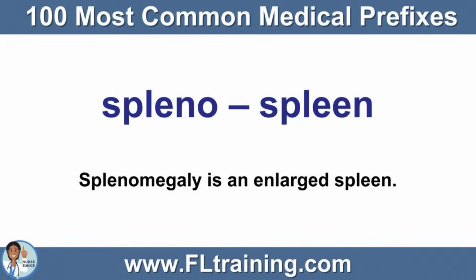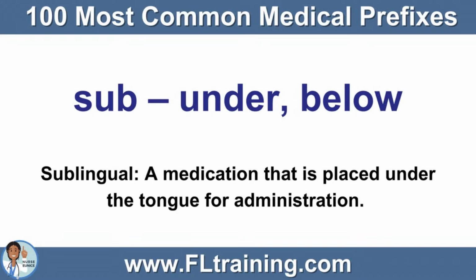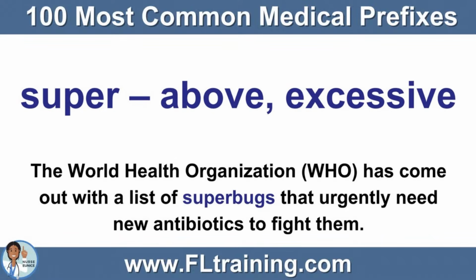Spleno refers to spleen. You all should understand this one. What do you think splenomegaly means? That is right, spleen and then megaly. It is an enlarged spleen. Sub means under or below. As an example, a sublingual medication is a medication placed under the tongue for administration. Nitroglycerin tabs are usually a sublingual medication.